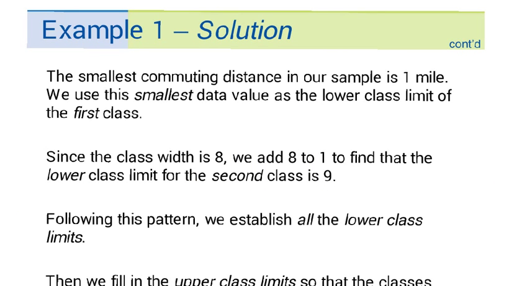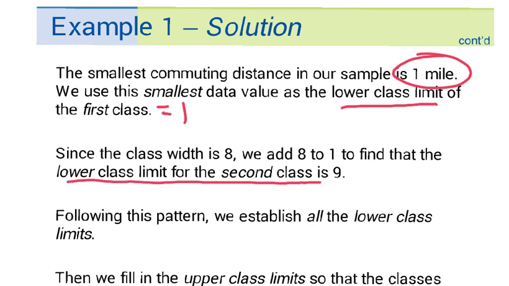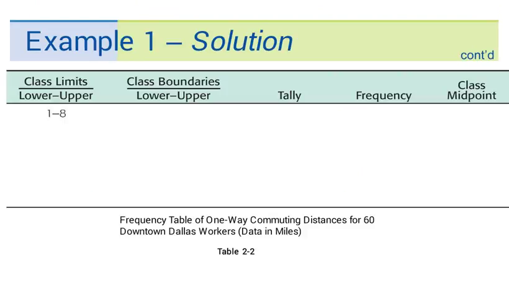So if we look at our example for commuting distances, the smallest commuting distance in our sample is 1 mile. So starting with 1 mile, we're going to set the lower class limit of the first class. That will be equal to 1. And since our class width is 8, we add 8 to 1 in order to find the lower class limit for the second class, which is 9. And then we follow the pattern to establish all the lower class limits, and we'll see what that looks like next. So here we go.